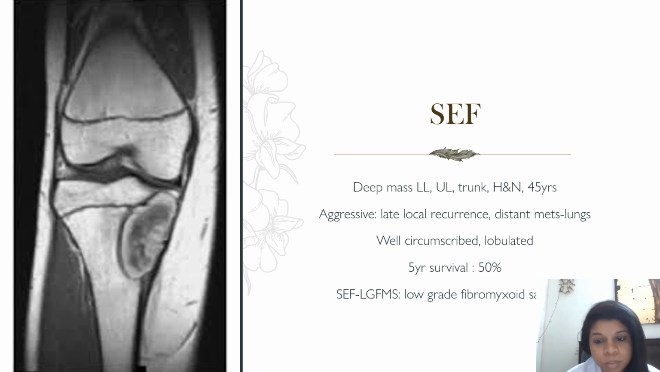They are well circumscribed and lobulated masses. The 5-year survival here also is 50%, that is, it is very aggressive, and it can be seen combined with low-grade fibromyxoid sarcoma. So they are usually called a hybrid tumor of SEF and LGFMS if you can't differentiate between the two.